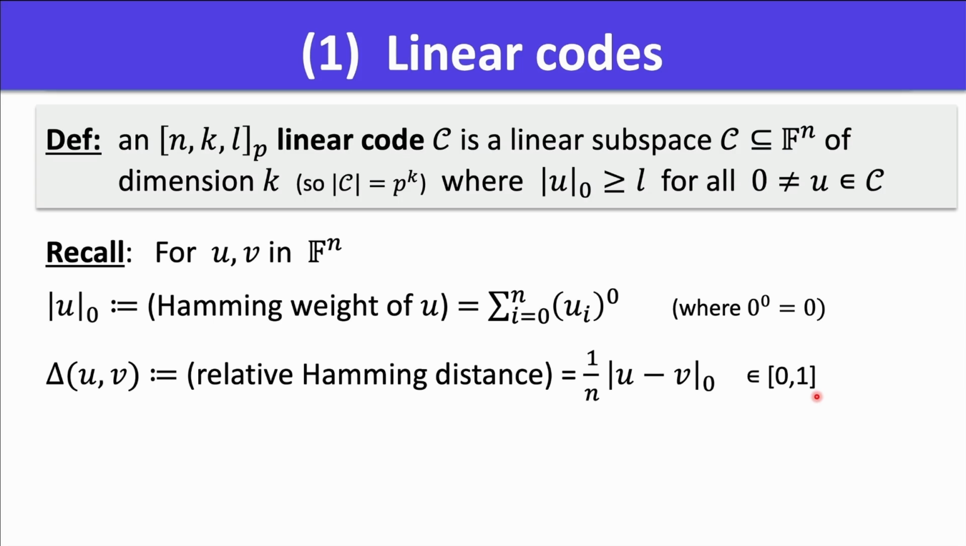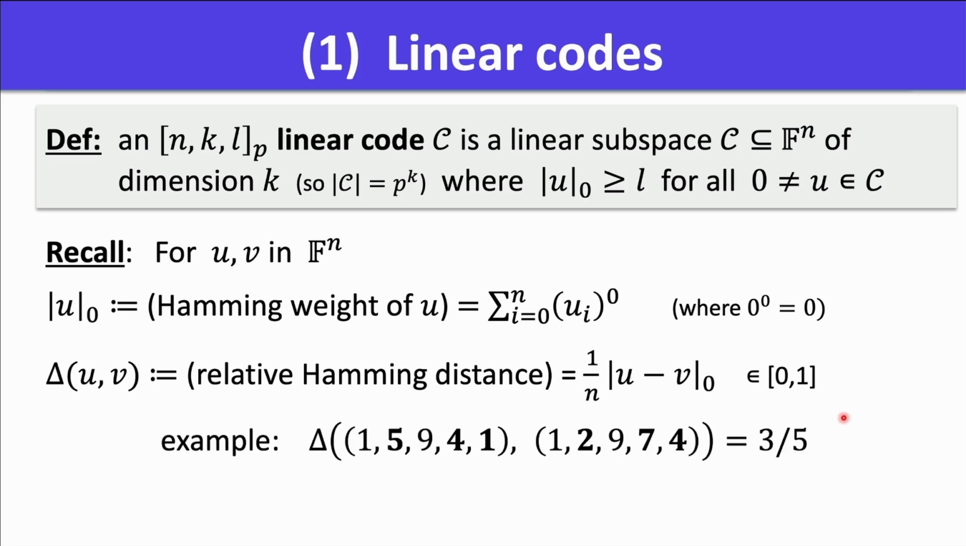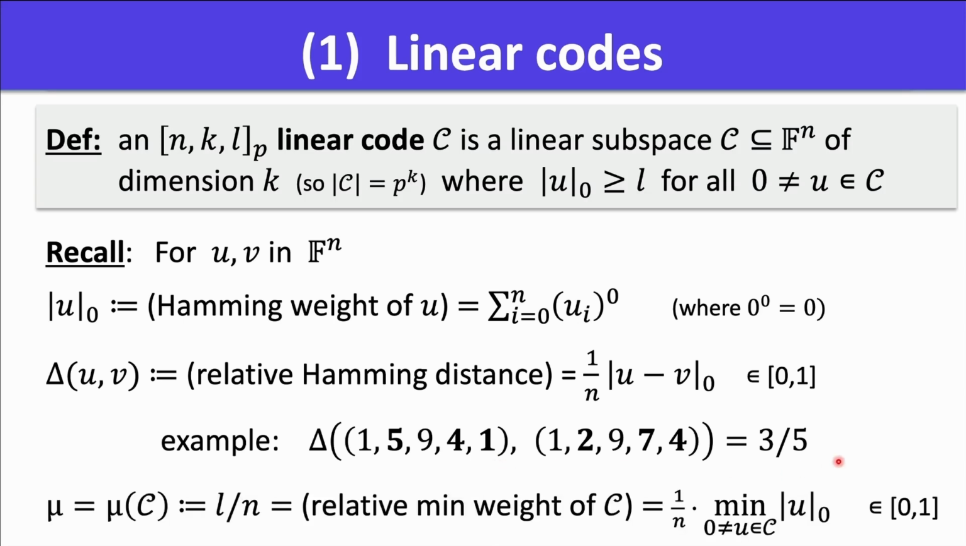So again, the relative Hamming distance between two words is just a number between 0 and 1. And here we have a simple example. The relative Hamming weight between these two words is 3 over 5 because they differ in 3 positions and the total length is 5. Similarly, we're going to use mu as the minimum weight of the code divided by n. This is sometimes called the relative minimum weight of the code. It's basically the minimum Hamming weight of the code divided by n. And again, this is a number between 0 and 1.